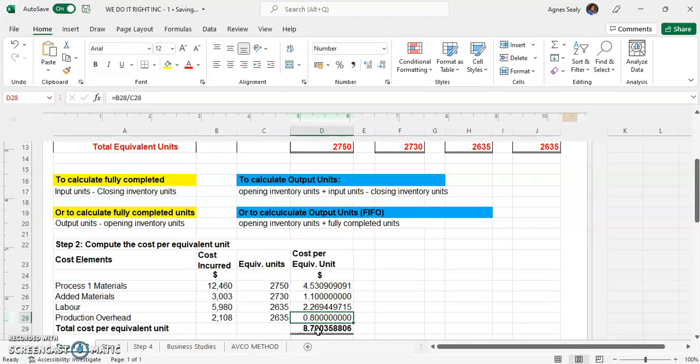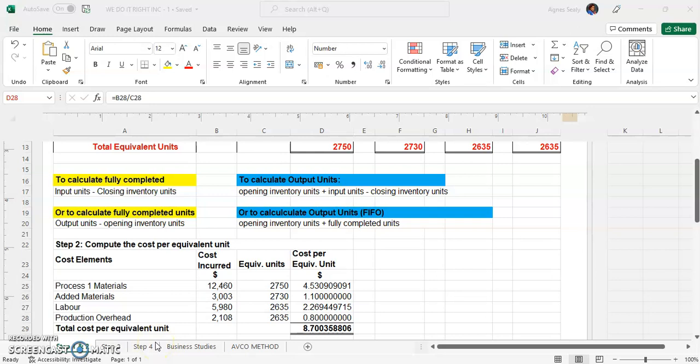So therefore, you need to have all the costs per equivalent unit for all of those cost elements added together so that you get the total cost per equivalent unit, to be able to calculate the value of your fully completed units. So our total cost per equivalent unit is $8.700358806. So now we have completed step 2.